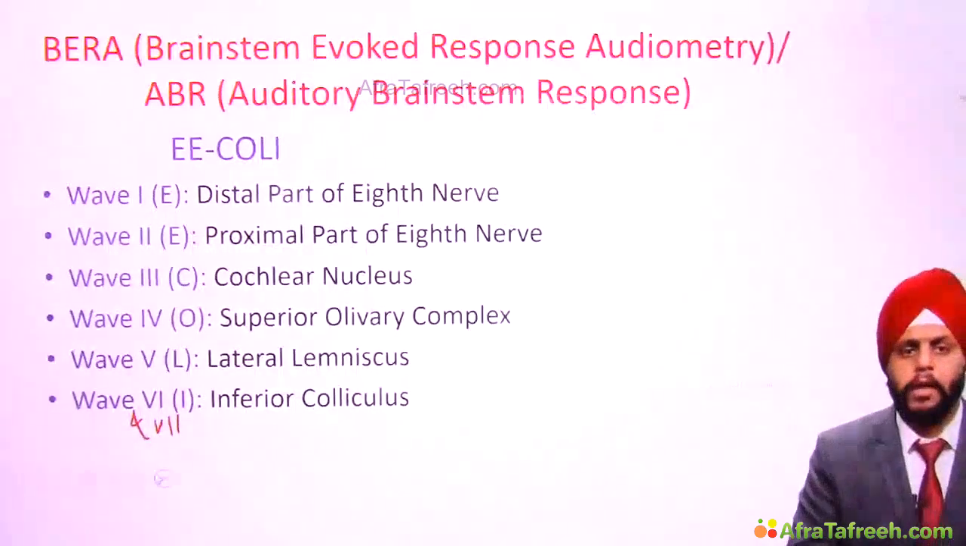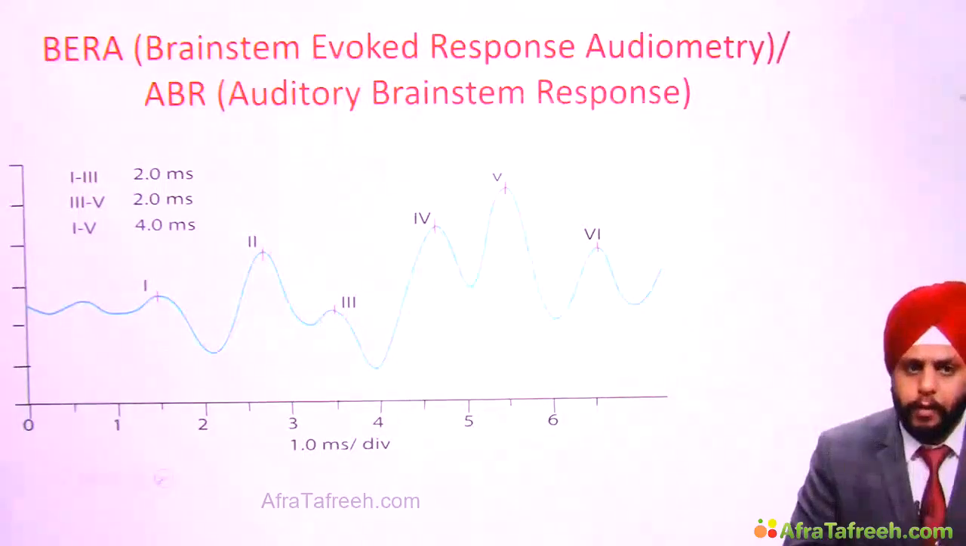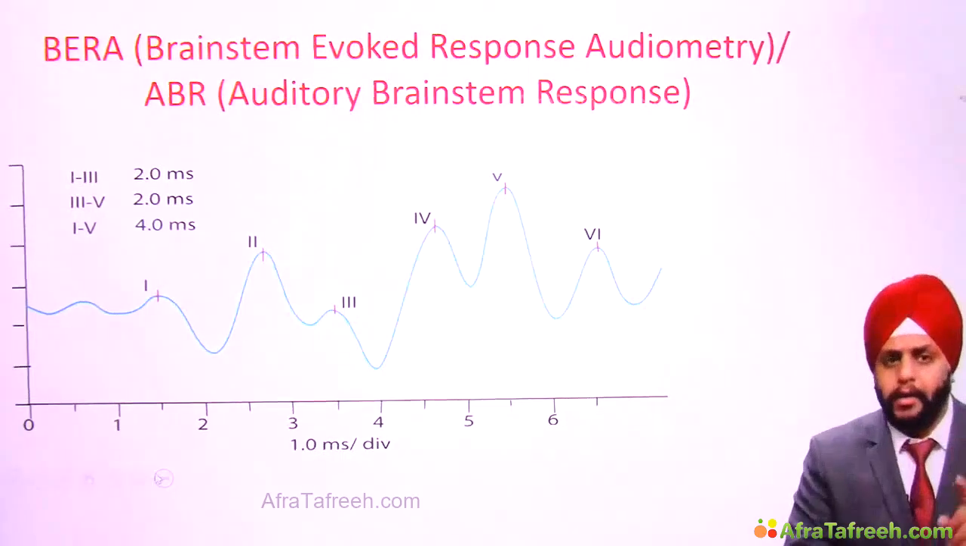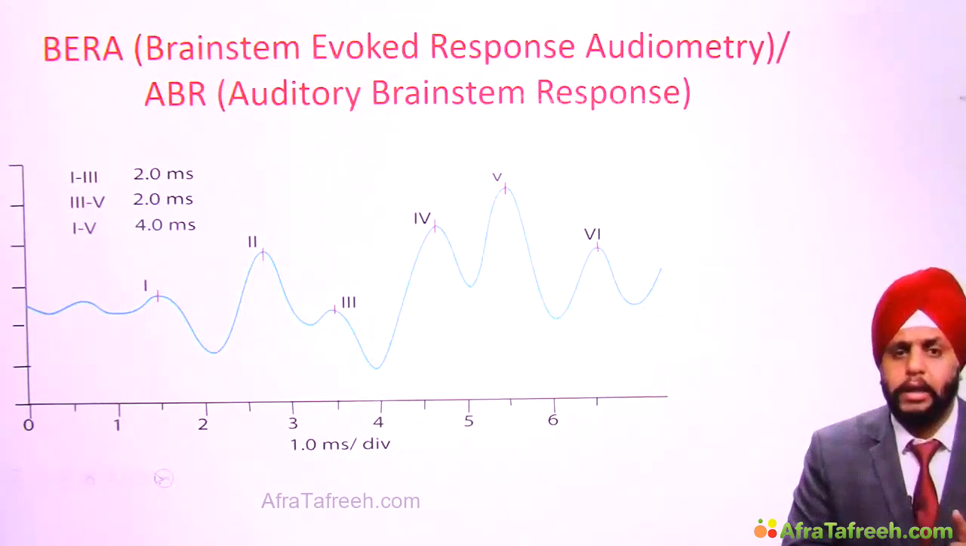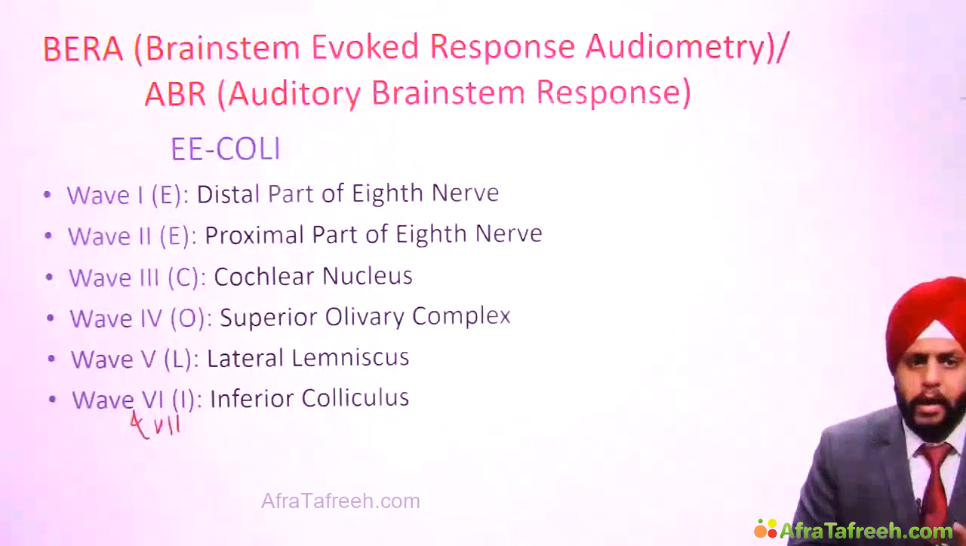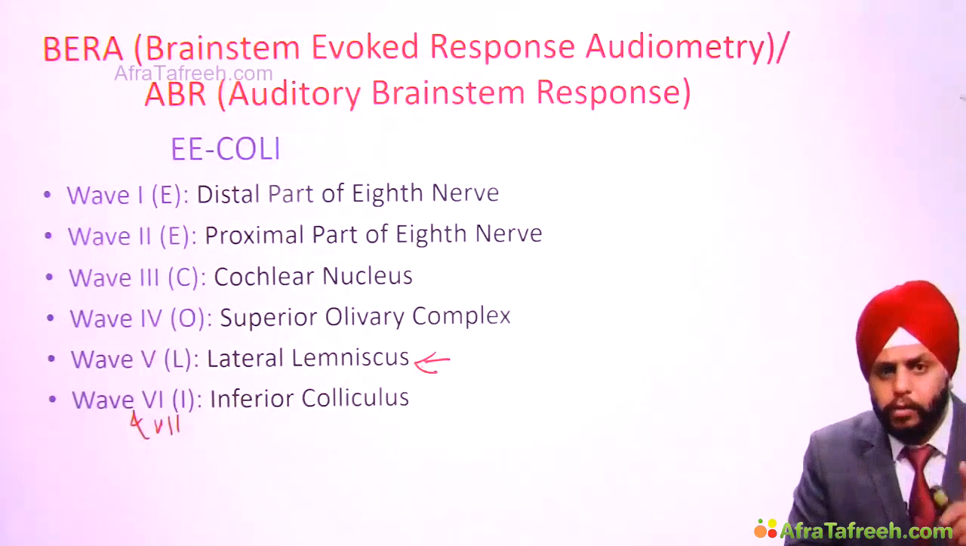So this is your BERA. Let's look at the waves of the BERA. Okay, now I said L, remember L is the largest. Okay, so wave 5 is produced by L. L is for lateral lemniscus and L is also the largest.